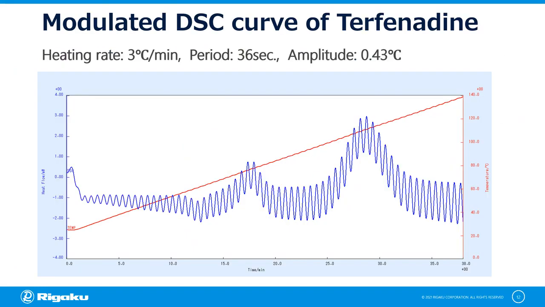This is the measurement result of terfenadine with dynamic DSC. This was measured with a heating rate of 3 degrees per minute, a period of 36 seconds, and an amplitude of 0.43 degrees centigrade. Data analysis is performed using this data to separate the reversible component, which is the specific heat capacity component, and the non-reversible component, which is the other component.